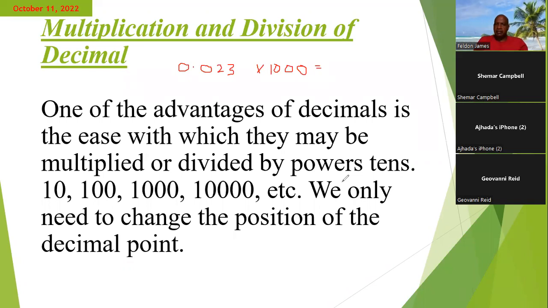0.023. The answer would be 0.023. Let me write what you said. 0.023. That's what you said. All right. Anybody else agree with Mr. Reed? So since it's multiplied by 1,000, wouldn't the answer be 23? Yes, sir. That's what I got as well. Okay. Mr. Reed, do you see what is being said?